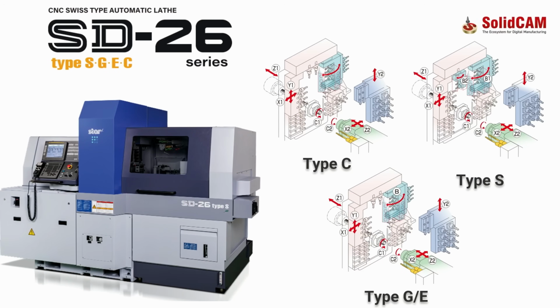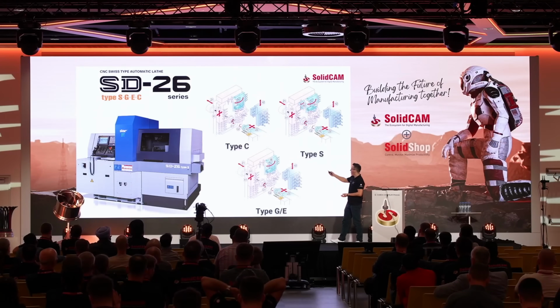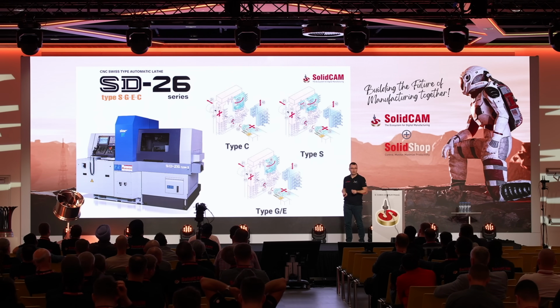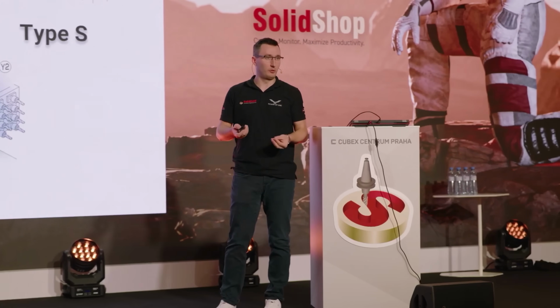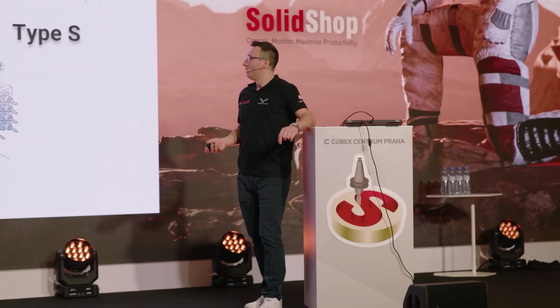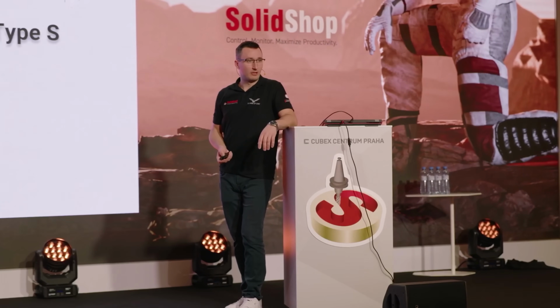There are examples of, for example, the SD, the most recent Star machine of 26. So they have kind of 4 different configurations: type C, type S, type G and E. So different kinematics, but we want to do everything within the single interface. Why? This is the same ID, right? So why should we create multiple? So, we have done this machine. It's very nice. We have them.